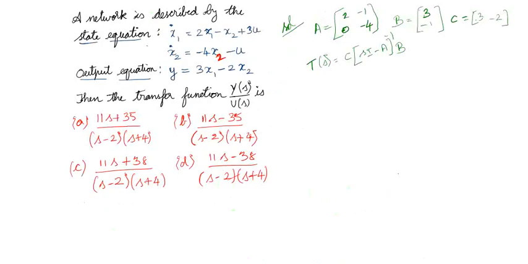Okay, this is the first problem. The state equation is given, right? We are asked to find the transfer function. First thing, from the state equation you have to write things in the matrix model, that is x dot is equal to A into x plus B into u. This is your state equation.